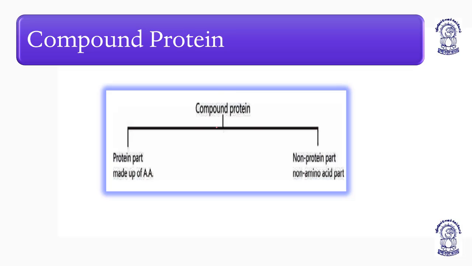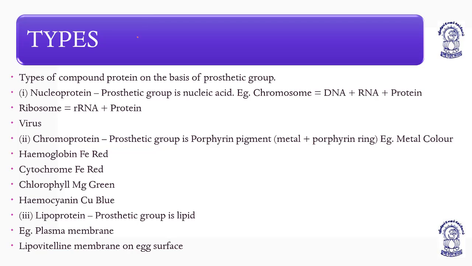Compound proteins, or conjugated proteins, have a protein part made up of amino acids and a non-protein part which is a non-amino acid part. The types of compound protein on the basis of prosthetic group are as follows.